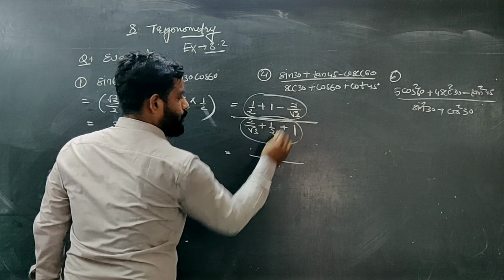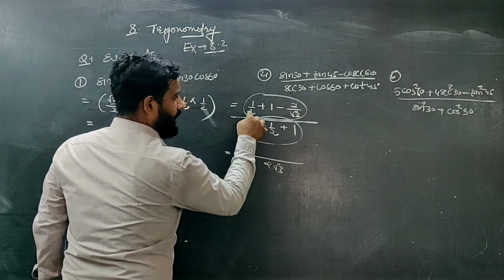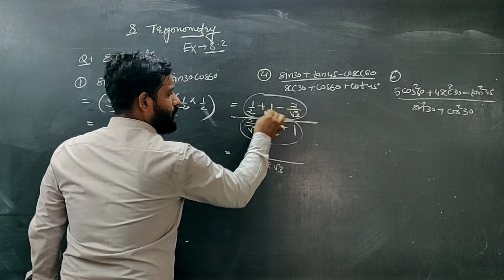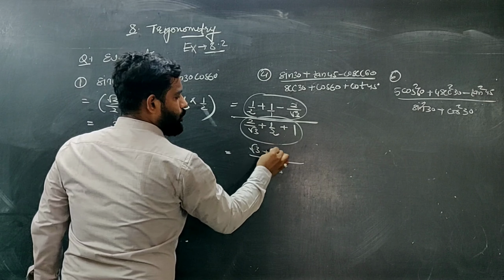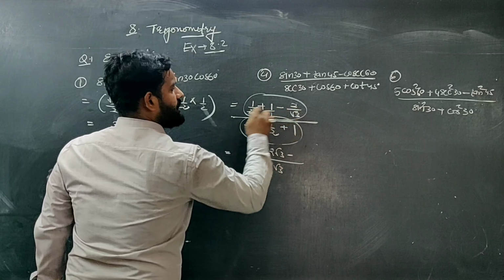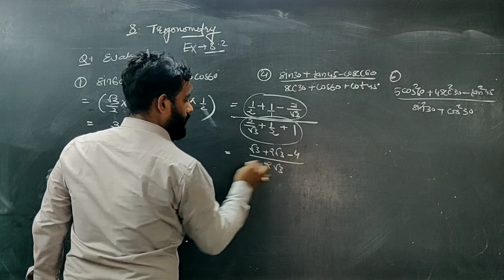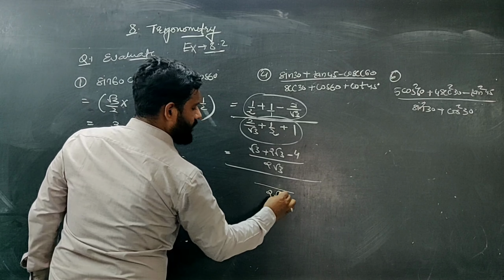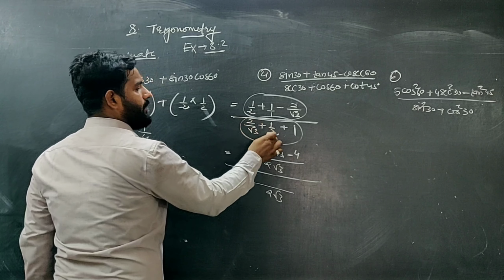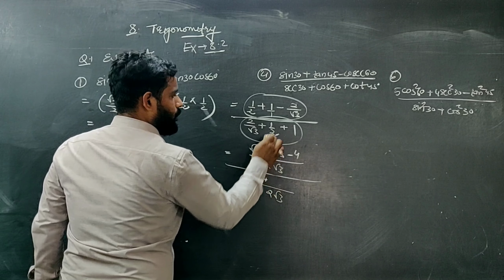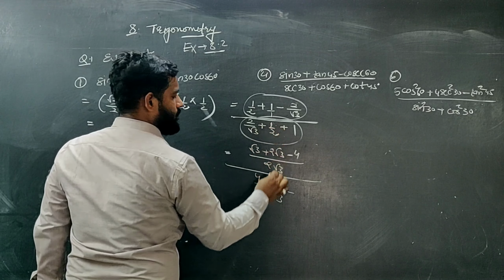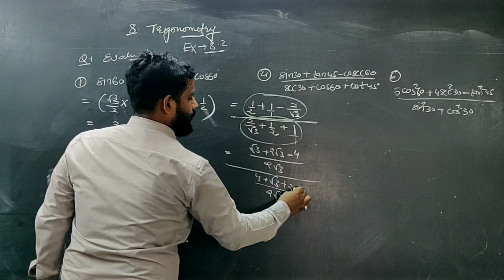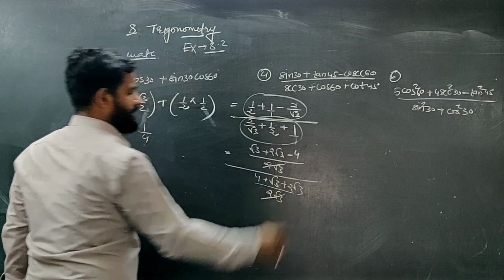If you take the LCM as 2 root 3, then 2 is there, so it will multiply by root 3, and 1 is there, so both will multiply here: 2 root 3. And here root 3 is there, so it will multiply by 2, 2 2s are 4, the whole divided by the same 2 root 3, your LCM. Root 3 is there, so it will be multiplied by 2, 2 2s are 4. 2 is there, so it will multiply with root 3, and 1 is there, so it will multiply by 2 root 3. This 2 root 3, 2 root 3 cancel.